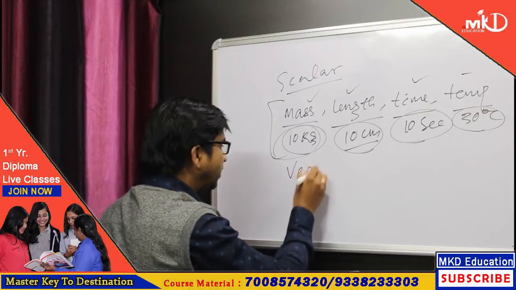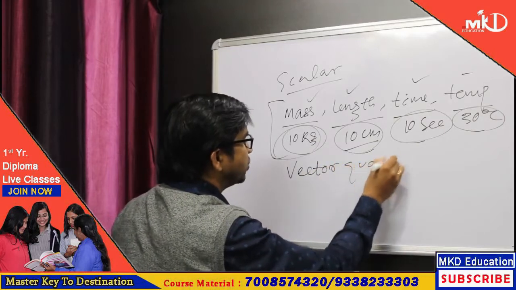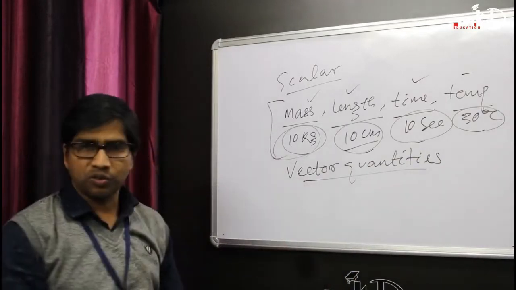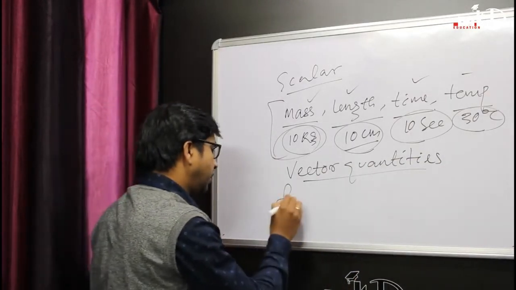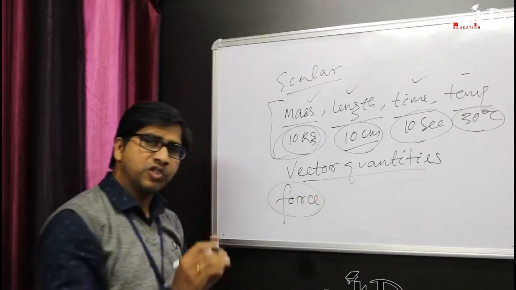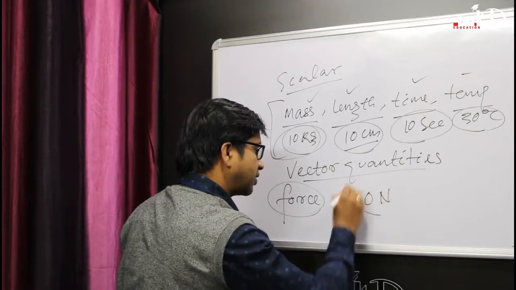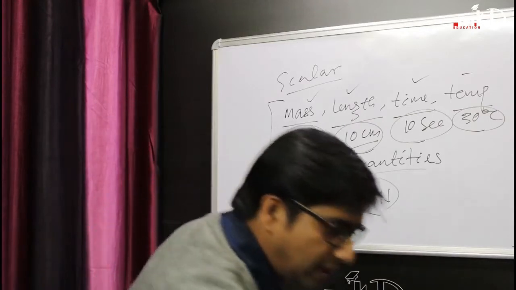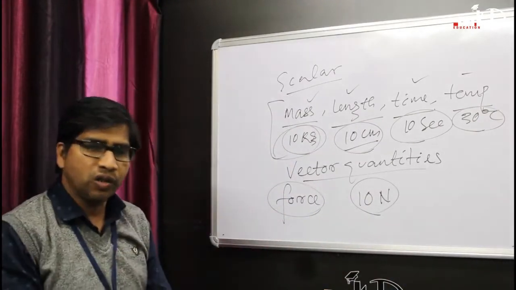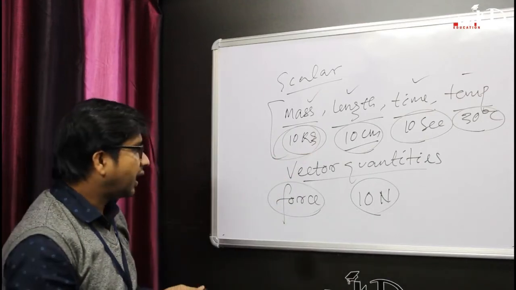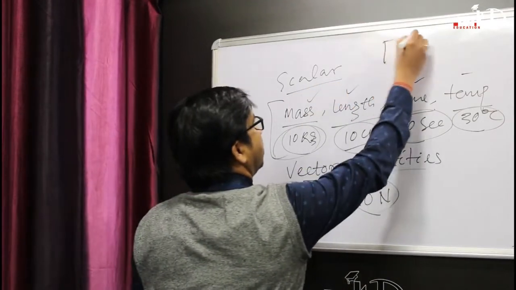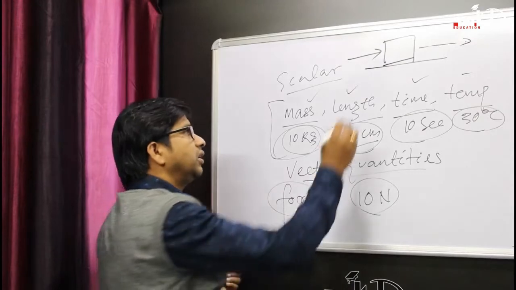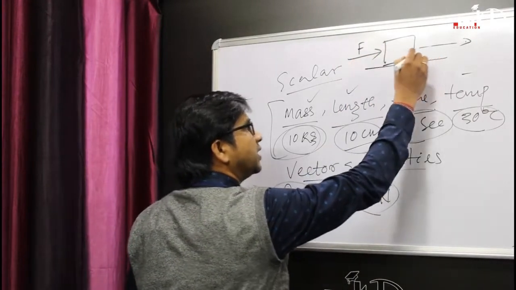But what is a vector quantity? For vector quantities, the magnitude is not sufficient to express the value. For example, force. If I say 10 newton force, it is expressing only the magnitude. But it is failing to express at which point or in which direction that force is applied. Suppose there is a body. If I apply some force, the body will displace along some direction.